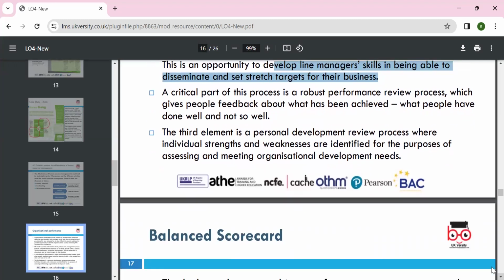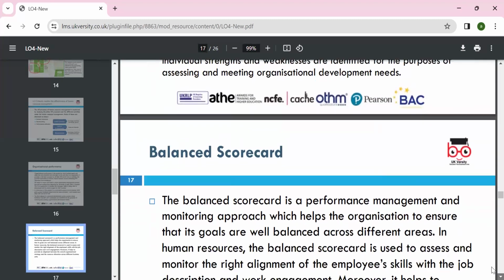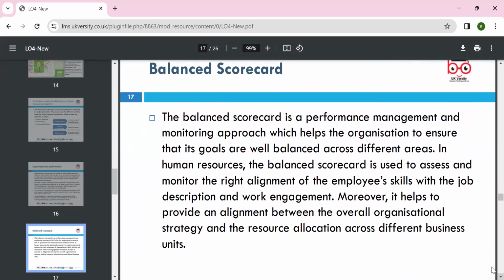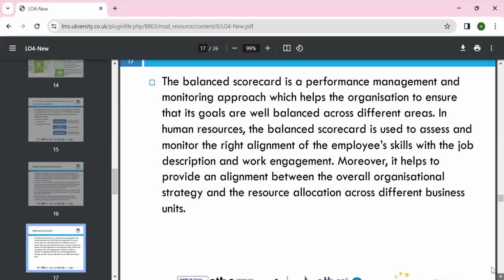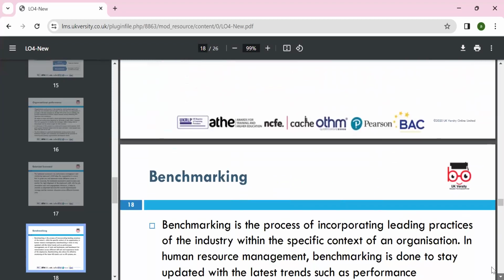And the third element is personal development. Because we do the CPD and we keep the record, identifying the strengths or the areas of development, not weaknesses. We can say areas of development which the individual needs to develop. The balanced scorecard model is quite a good performance management monitoring approach, helping the organization to ensure balance across the various areas, where we can look at skills in all areas which are required to be achieved and resources need to be allocated.